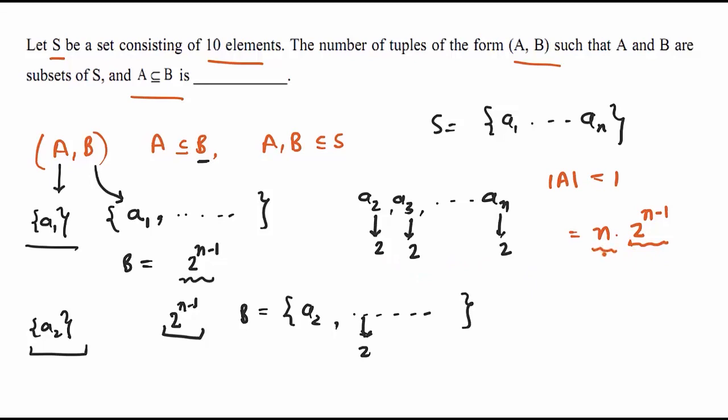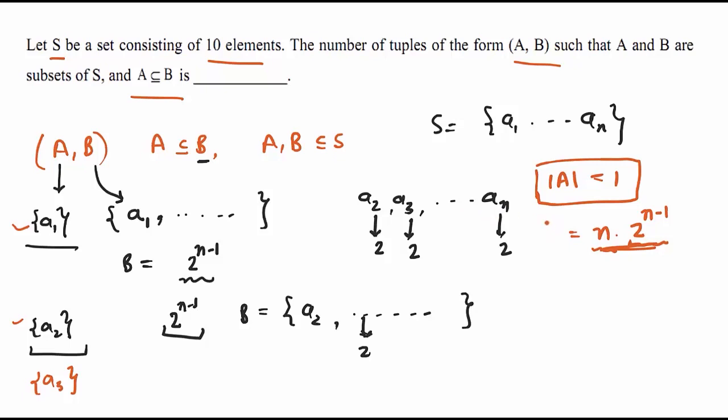And how are we getting this n? Since there are n possibilities for A also, right? Either it can have A1, A2, only A3, only A4, like that. If cardinality of A is 1, then there are total n into 2 power n minus 1 possibilities for B. Okay. But the question is saying that cardinality of A and B could be anything, right?